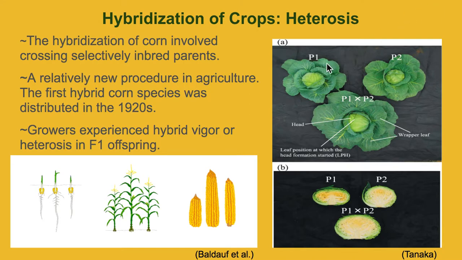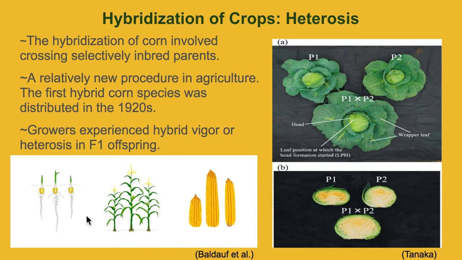We can see here in the image with the cabbage, P1 and P2 are two different parent inbred varieties, and the P1 P2 cross, or F1, displays a more vigorous growth. You can also see it in the cross section of the cabbage head there as well. These pictures were taken on the same day of growth.